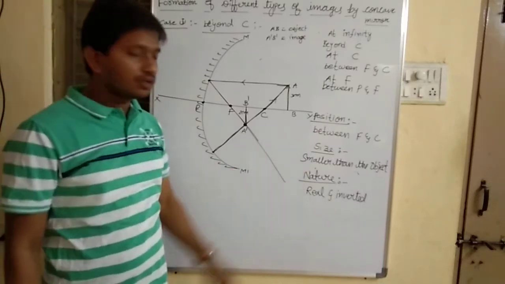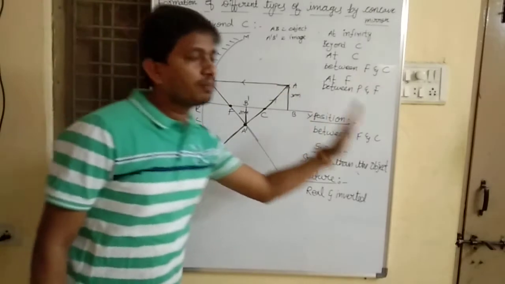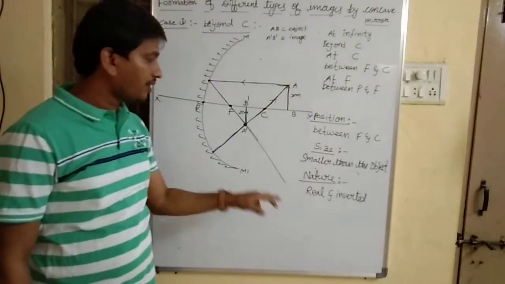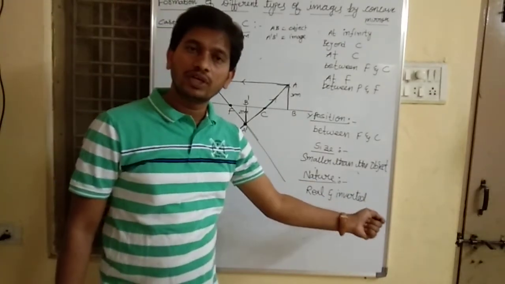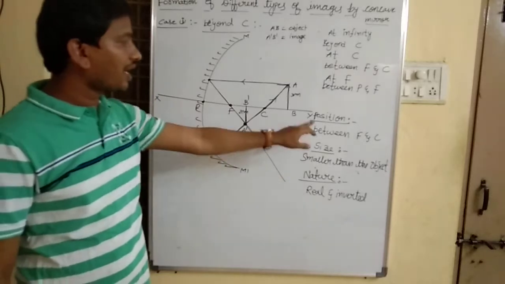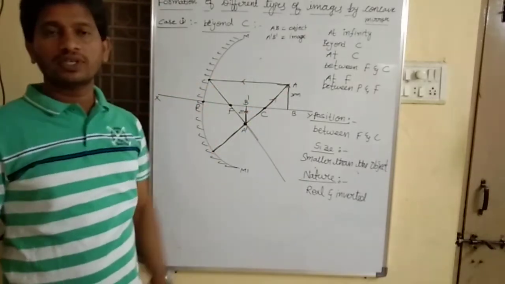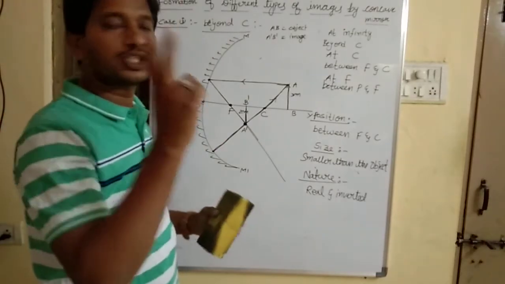What about the nature? If you observe, we got the image in front of the mirror only, so it is a real and inverted image. These are the characteristics when we place an object beyond the center of curvature. This is our case 2.